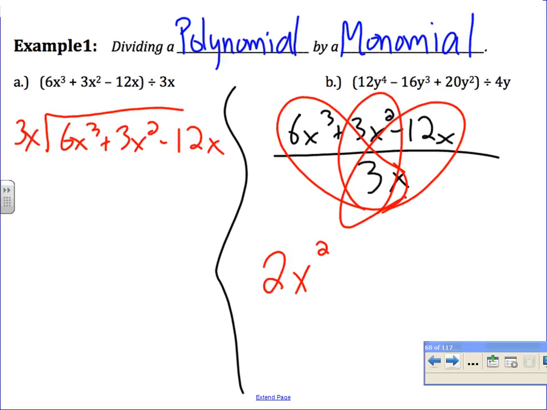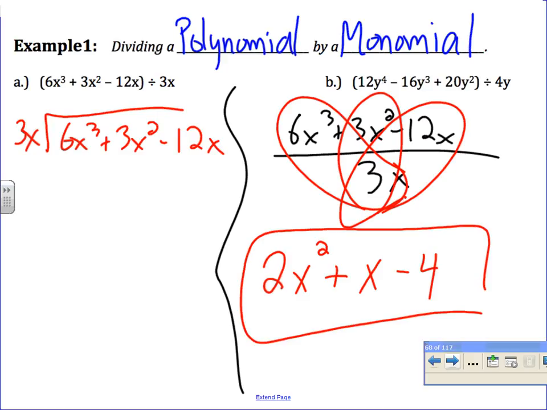All right, 3x squared divided by 3x. 3 divided by 3 is 1. X squared divided by x is x. And then negative 12x divided by 3x. Negative 12 divided by 3 is negative 4. X divided by x is nothing. That's your answer for the letter A.